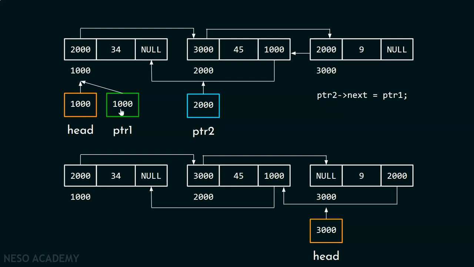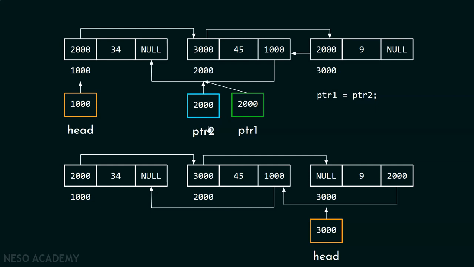We know that ptr1 is holding this address 1000, right? That is why I'm using this line of code. After this, we have to move our pointers towards right. For this purpose, first we will move our ptr1 so that it can point to this node, and then we will move our ptr2 so that it can point to this node.